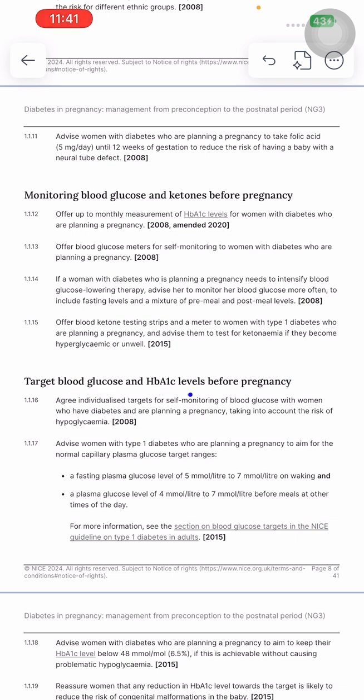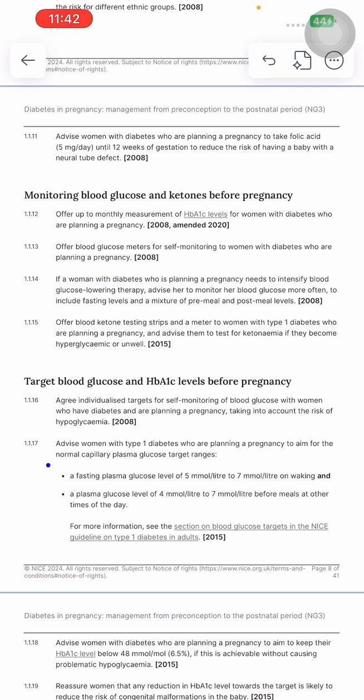Target blood glucose and HbA1c level before pregnancy. Agree an individual target for self-monitoring of blood glucose with women who have diabetes and are planning pregnancy. Take into account the risk of hypoglycemia. Advise women with type 1 diabetes mellitus who are planning pregnancy to aim for the normal capillary blood glucose level range of fasting glucose of 5 to 7 millimole on waking, and plasma glucose of 4 to 7 millimole before meals or at other times of the day.